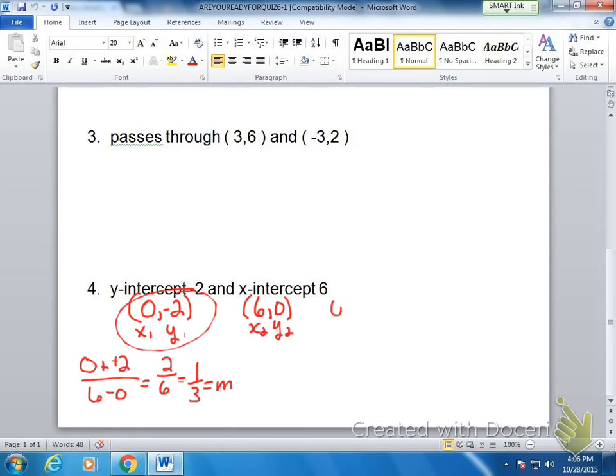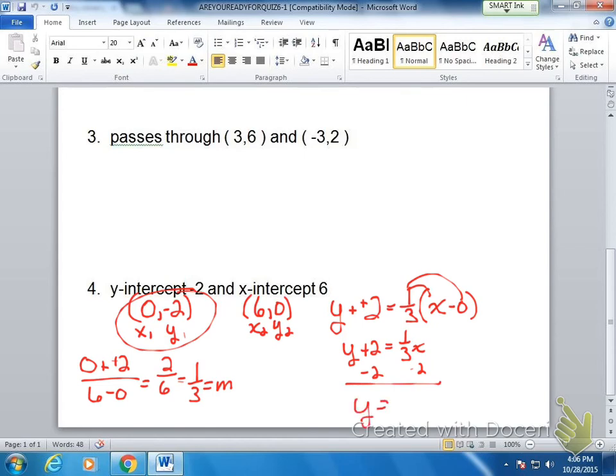Let's see, that's y minus y1, which looks like it's negative 2. I'm going to pay attention this time. Double negative. Equals our slope, which is 1/3, times x minus x1, x minus 0. All right? So now I have y plus 2 equals 1/3 x. The reason I have nothing else is because when I do 1/3 times 0, it's just 0. I subtract 2 from both sides. I end up with the equation y equals 1/3 x minus 2.